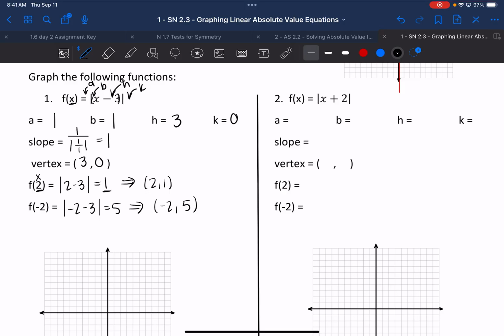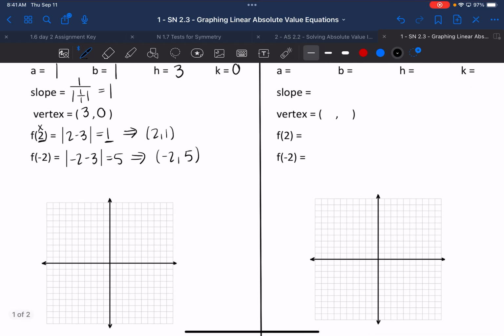Okay, so keeping all that in mind, let's go ahead and graph it now. So instead of starting at 0, 0, we said our vertex said we would start where? 3, 0. Okay. And we said that our slope this time is still just 1. So from the vertex, I'm going to go up 1 and over 1 in both directions to make that V shape.